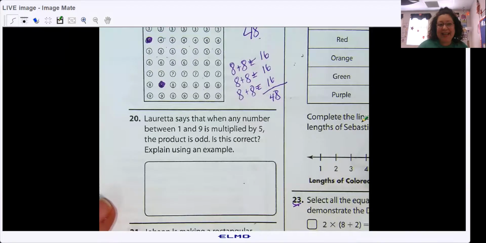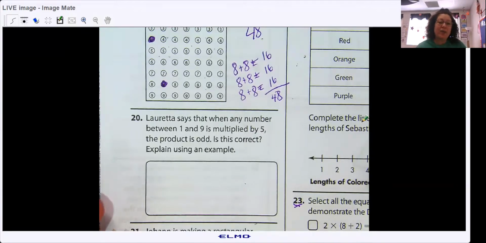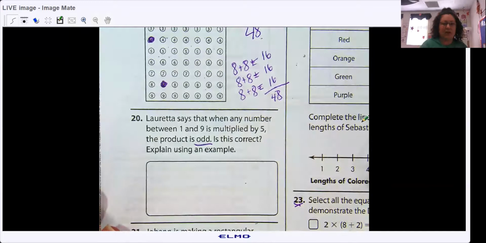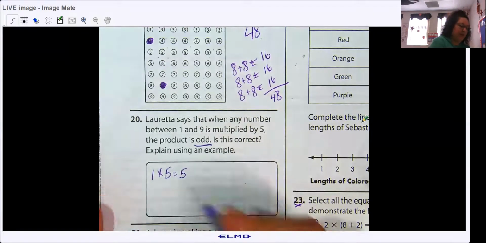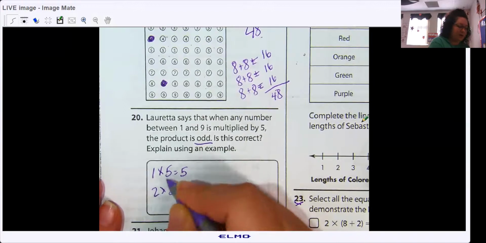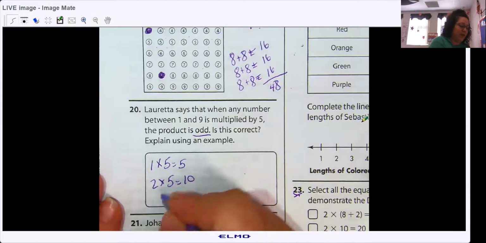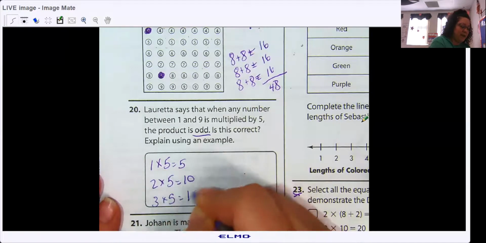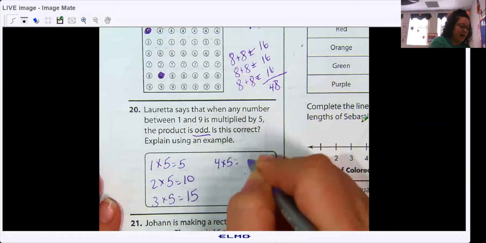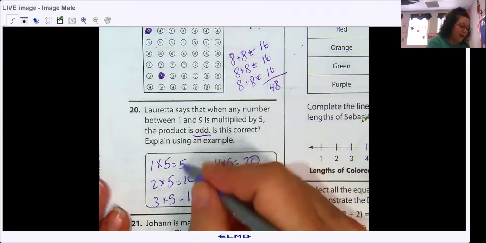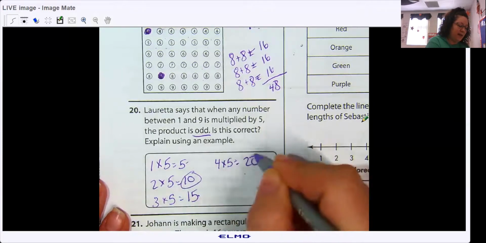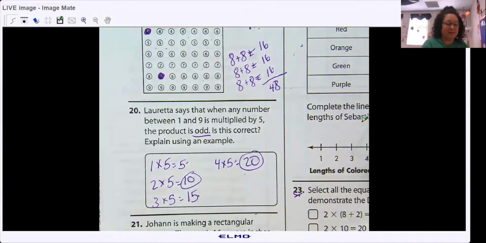Loretta says that when any number between 1 and 9 is multiplied by 5, the product is odd. That's our clue. Is she correct? Anything times 5 is odd. Let's test. 1 times 5 is 5. 2 times 5 is 10. 3 times 5 is 15. 4 times 5 is 20. Is everything odd? Nope, every other. Odd, odd, even, even, because 0 is even. No.